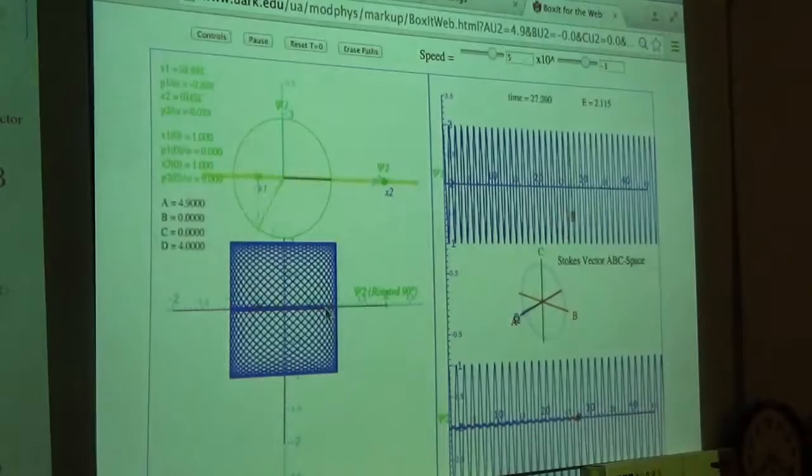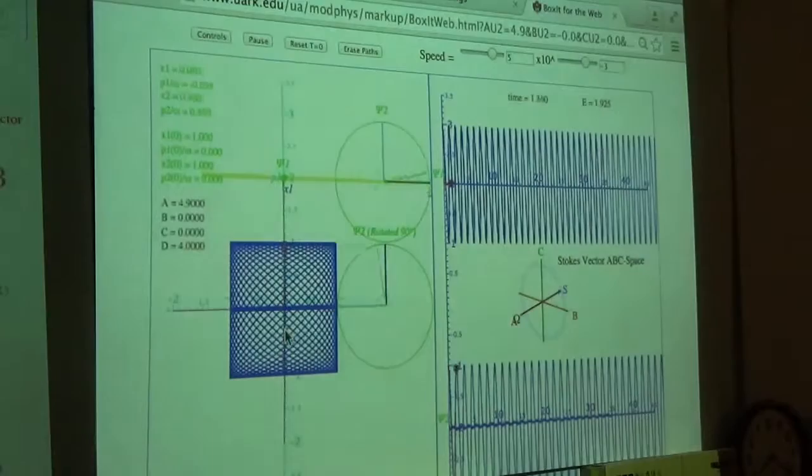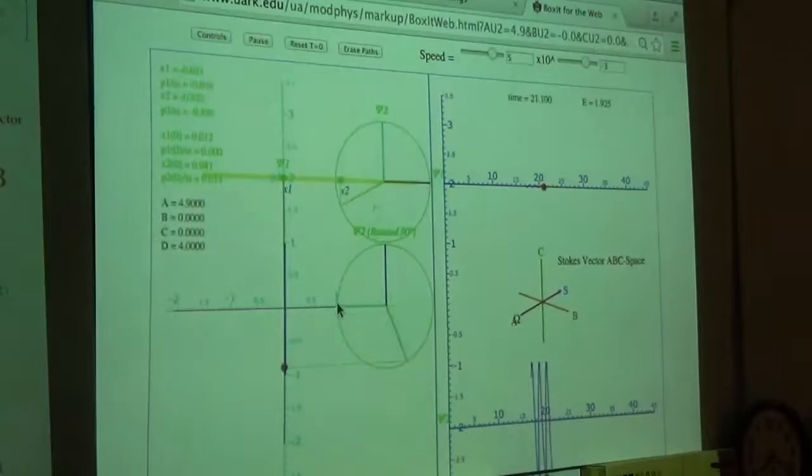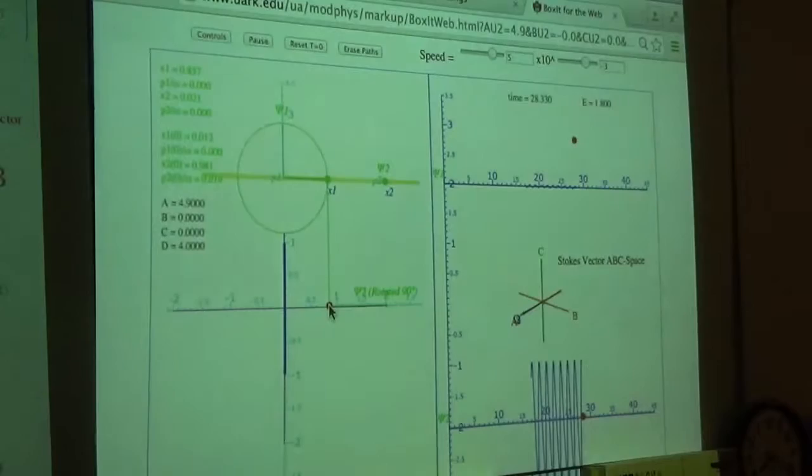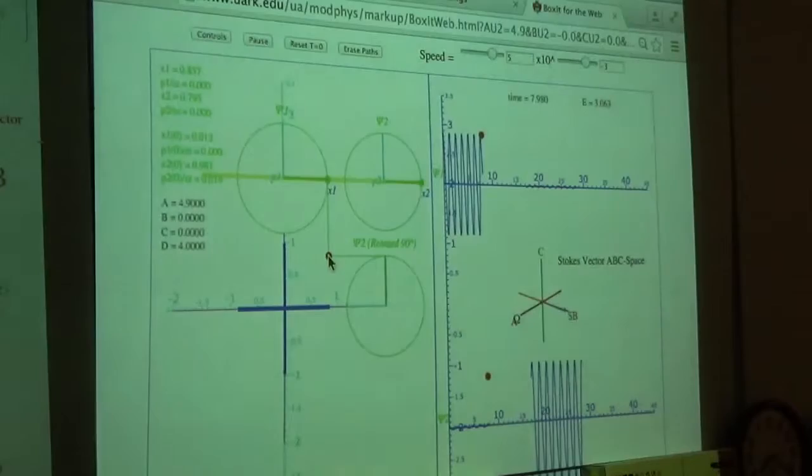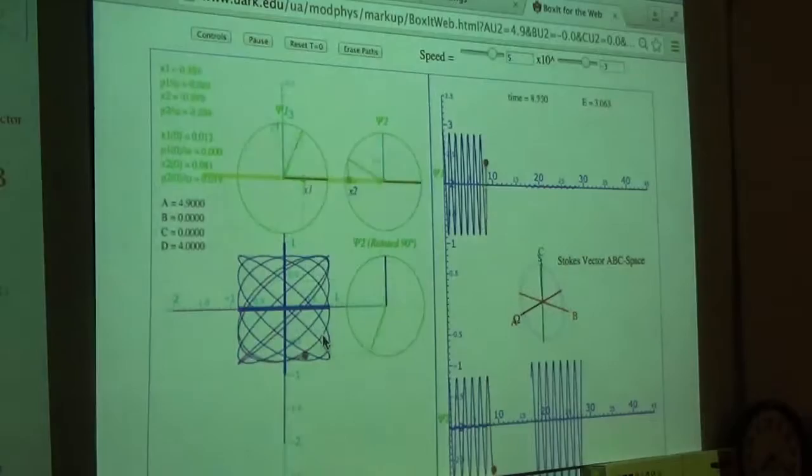But here's the other one right here. And then all of this other motion is just some combination of those two. I'll erase the paths, and turn on a little bit of this one while I turn on the other one. That means I'm going to have this plus the other one, and then I get the Stokes vector to move, right?